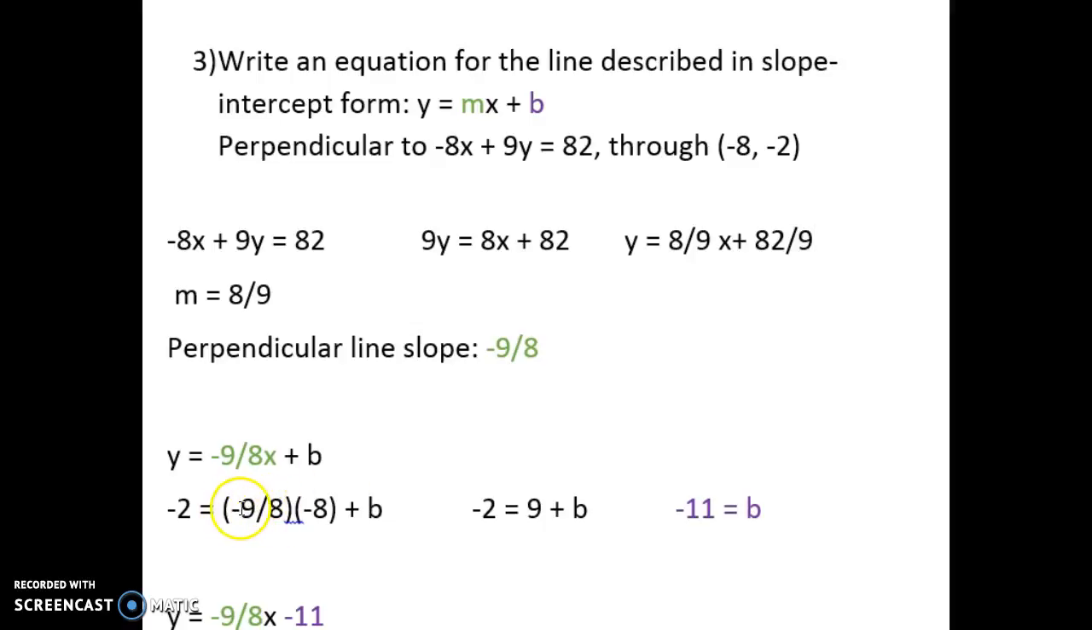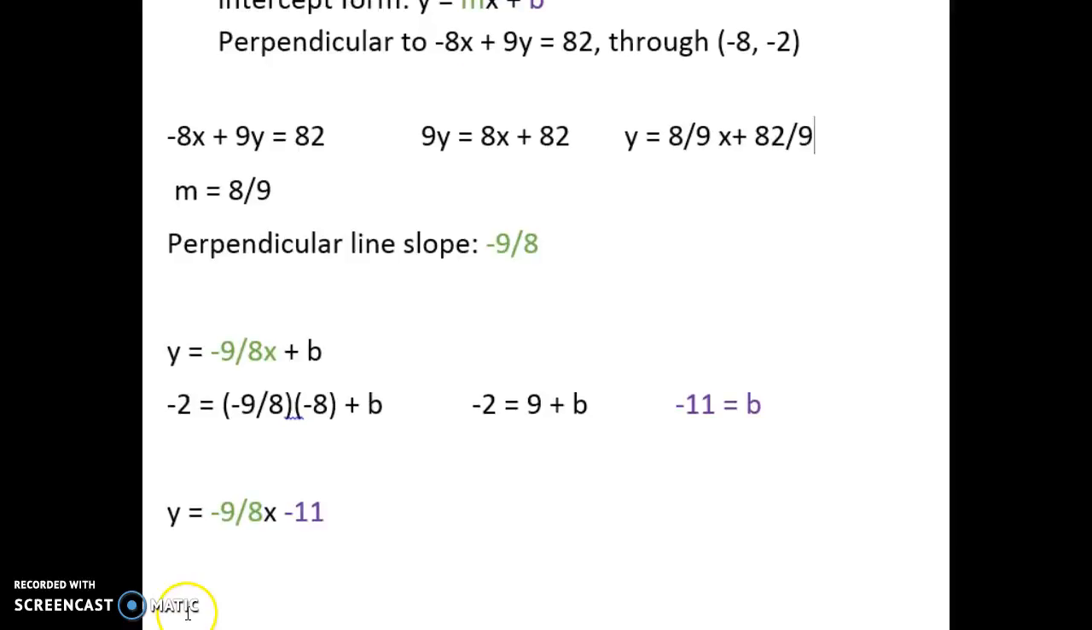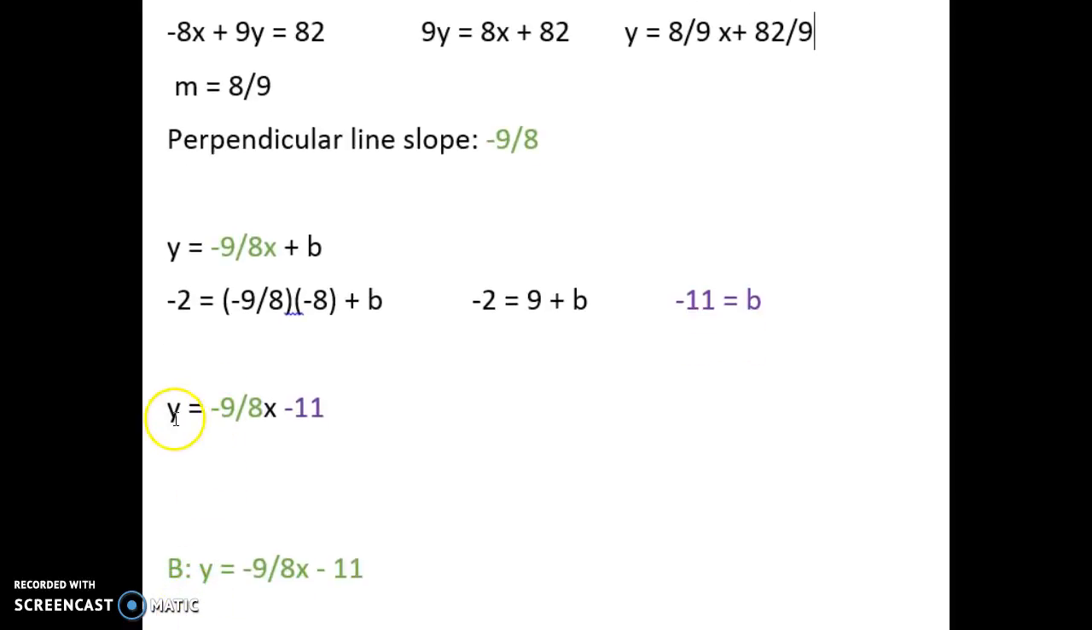So when we take -9/8 times -8, the 8's essentially cancel, and so do the negative signs. So you're left with a positive 9. And now subtract 9 from each side, and you get -11. So now we know our value for b, and so we can write our final solution here. y equals -9/8 x, and our b value is -11.